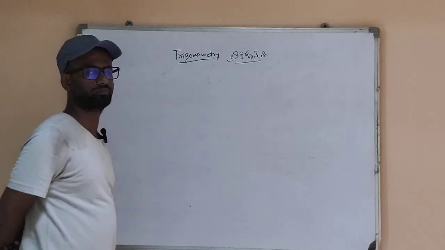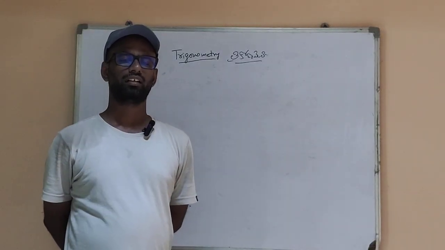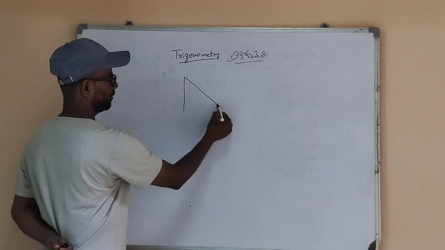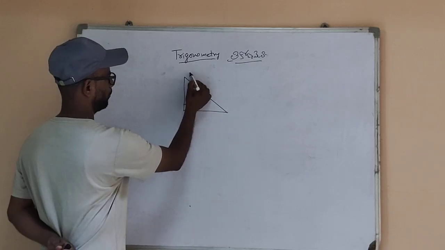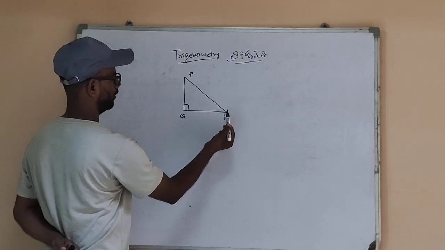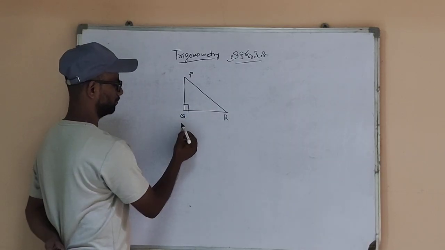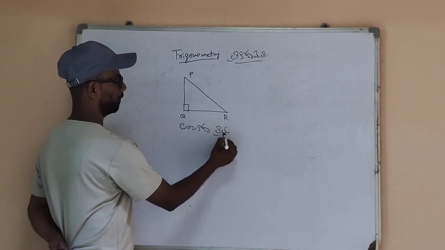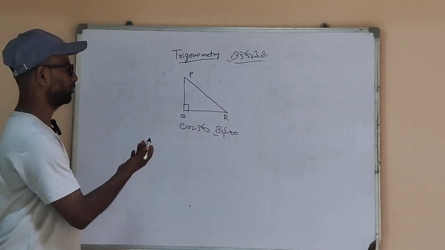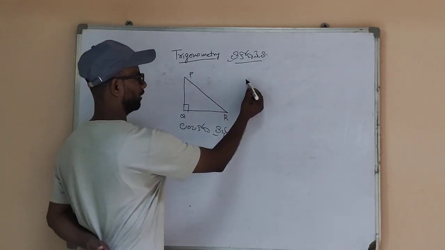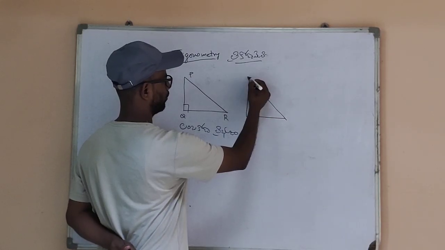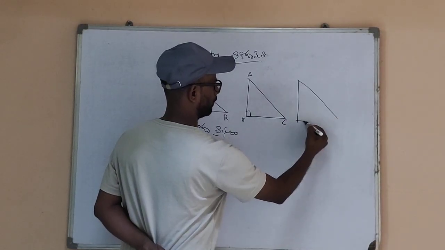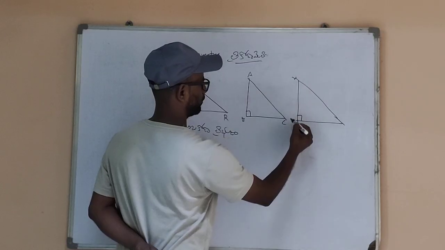Trigonometry in Telugu. This trigonometry is entirely dependent on the right angle triangle. We all generally know that this is a right angle triangle PQR. A right angle triangle is called Lambakona Tribhujam in Telugu. So PQR is a right angle triangle. You can take any ABC, XYZ, no problem.